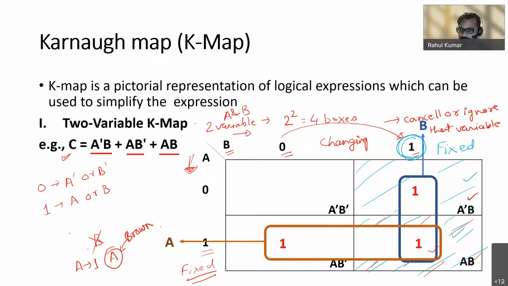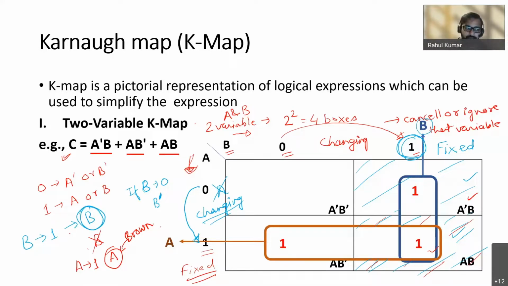What about the value of a? The value of a is changing from 0 to 1 for the blue box, right? So if it is changing, we can cancel or ignore a, and the reduced form will be b. So the value of b is 1, so it means b. If the value of b is 0, then the reduced form will be b dash. Okay, but here for us the value of b is 1, so we will have b.